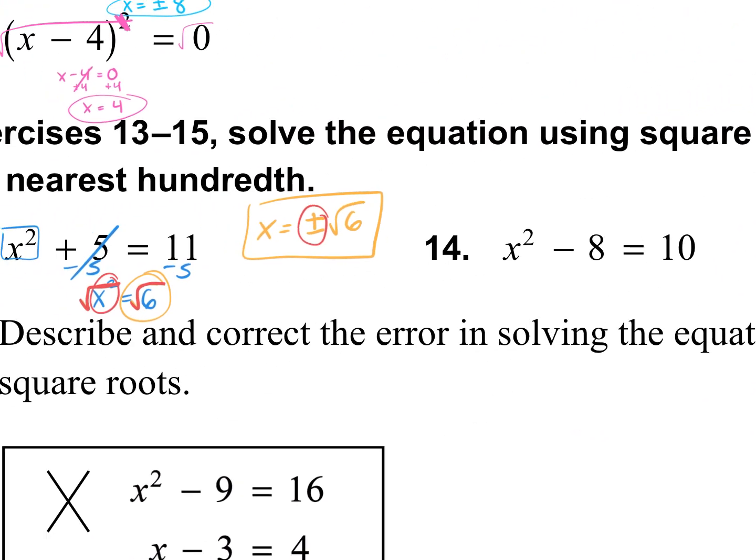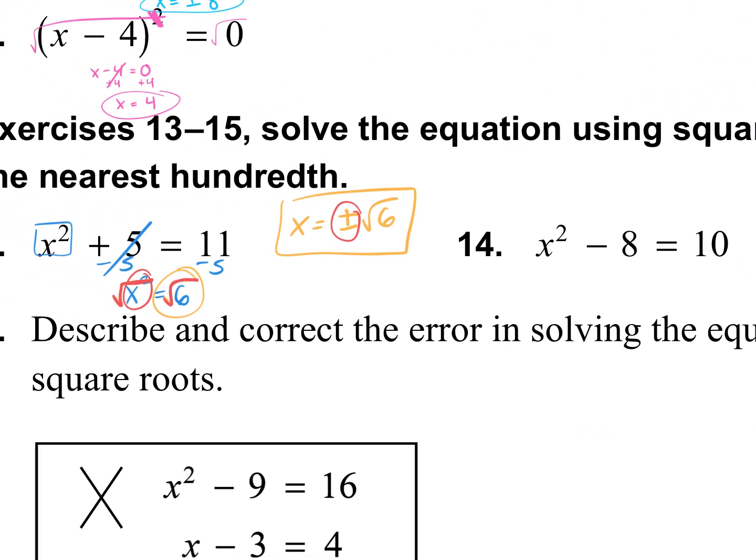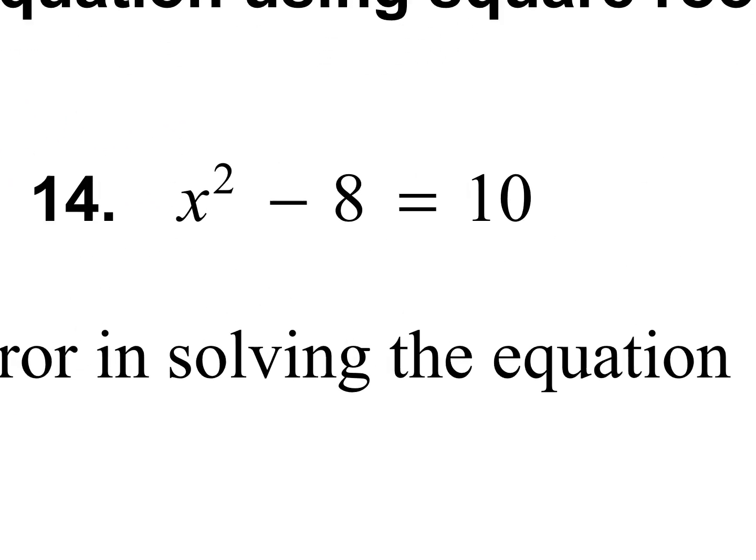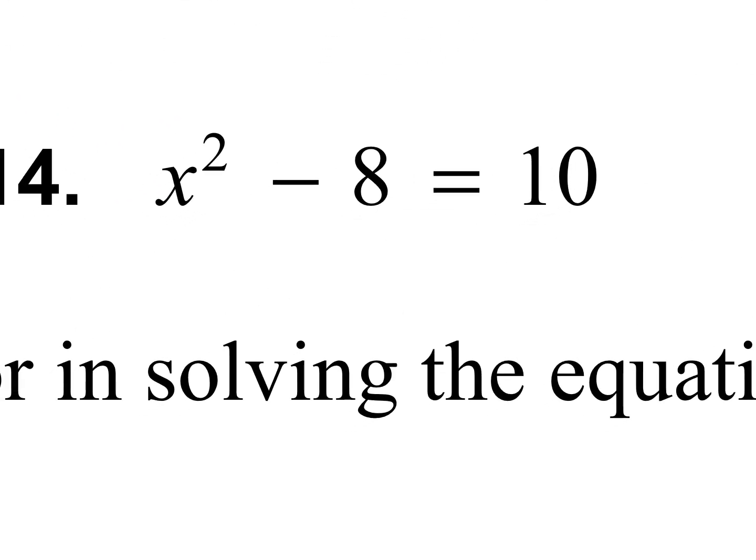All right, we did 13 together, let's do 14. What should we do first for 14? Add 8. So x squared is equal to 10 plus 8, which would be 18. Then what do we do? Square root both sides. So x is equal to what?